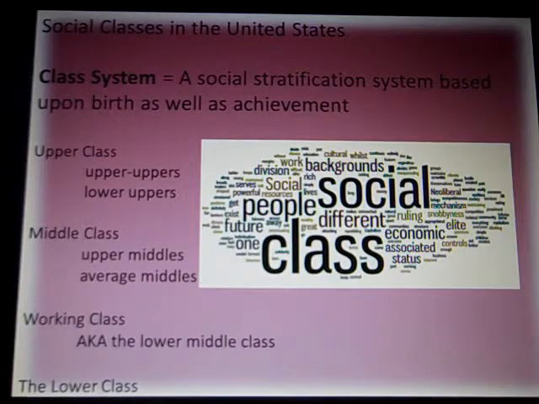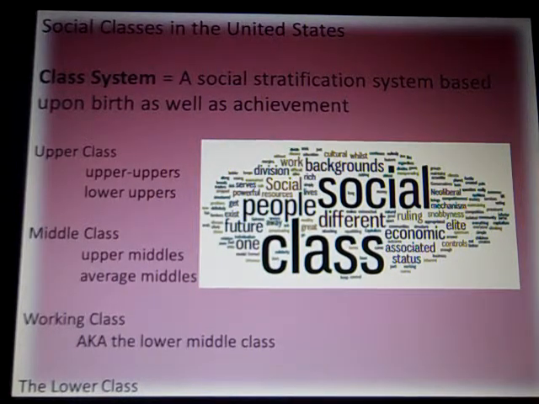Social classes in the United States. We live in a class system. What does that mean? Well, your book talks about it, and I'm going to talk about it a little bit here. A class system is a social stratification system based upon birth as well as achievement. Within our society, individuals and families have the ability to go up and down a little bit in the class system. Just because you're born in the lower class doesn't mean that you have to stay there forever. Conversely, people who are born into the upper class aren't guaranteed that they will stay in the upper class forever either. So there is some ability for movement.